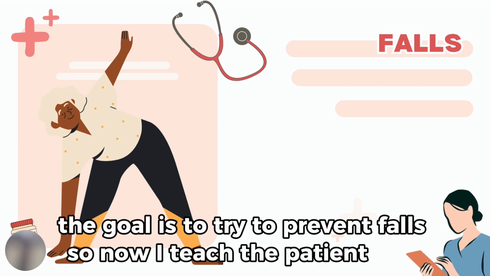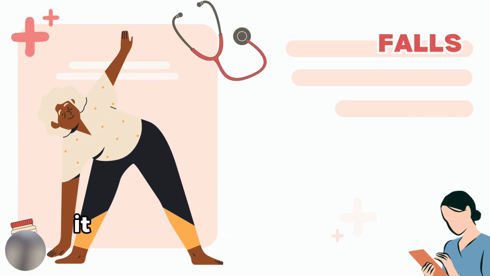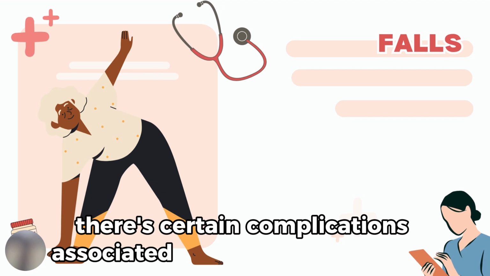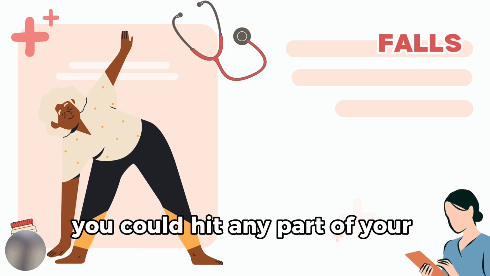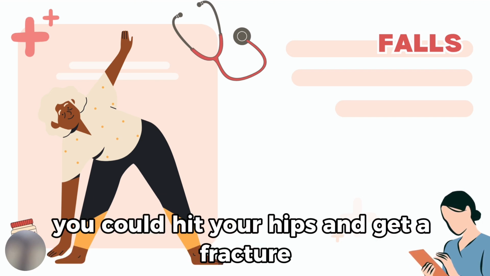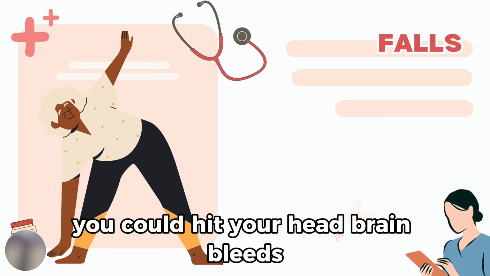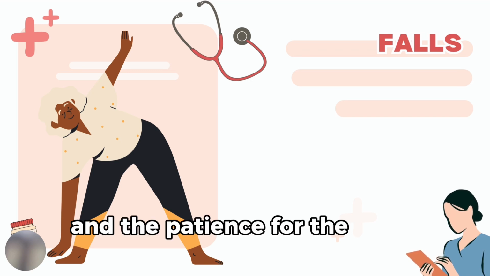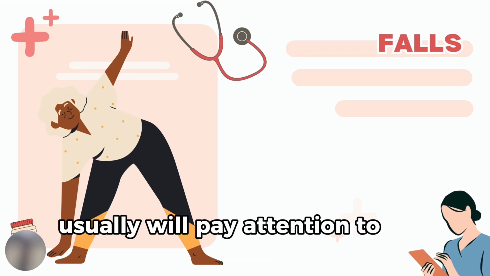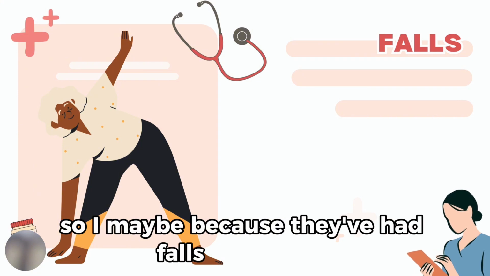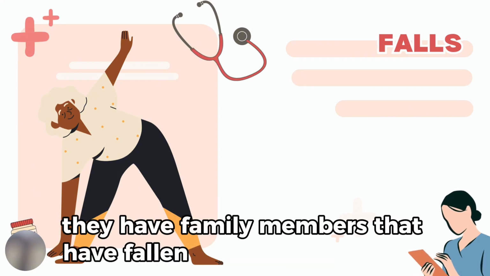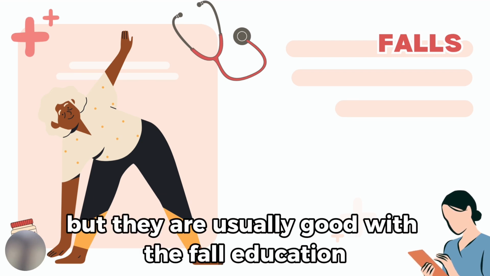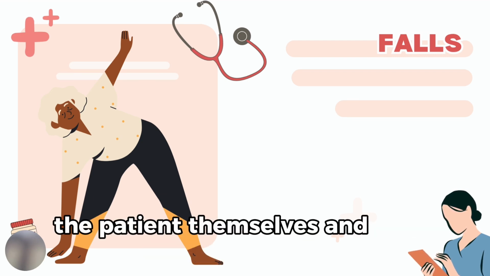So now I teach the patient, well, if you have a fall, it won't be good, because there are certain complications associated with it. When you fall, you could hit any part of your body. You could hit your hips and get a fracture. You could hit your head, brain bleeds, so it's a big deal. And the patients, for the most part, usually will pay attention to the fall part. Maybe because they've had falls in the past, or they have family members that have fallen and were really hurt, but they're usually good with the fall education, the patient themselves and their family members.